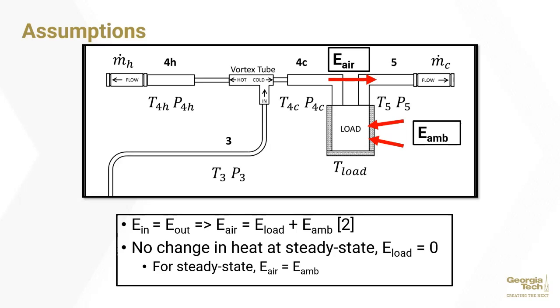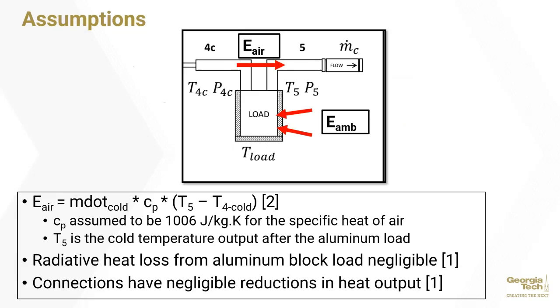Considering only steady state allows us to simplify the energy balance performed on the load block. At steady state, there should be no change in temperature of the block, so energy load equals 0. We can then observe that the energy entering the block from the surroundings, energy ambient, is equal to the energy entering the fluid between T4 and T5. We can then assume that energy air is equal to the temperature difference between T5 and T4 cold multiplied by the mass flow and specific heat of the fluid. This allows us to then characterize the ambient energy entering the block through the insulation.